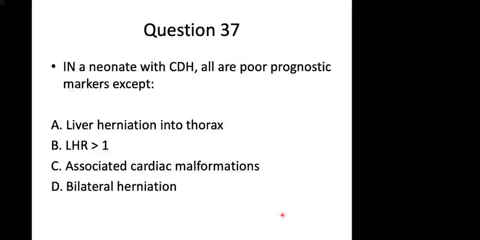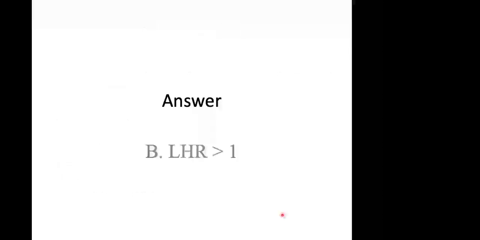So question number 37 is related to CDH. All are poor prognostic markers except one. Liver herniation into the thorax is a classical poor prognostic sign. Associated malformations, particularly cardiac, have poor prognosis. Any herniation that is bilateral is definitely a poor prognostic sign. Lung to head ratio of more than 1 is usually a good, not a poor, prognostic sign. Less than 1, where lung size is quite small compared to head, is a poor prognostic sign. So the correct answer is LHR less than 1.